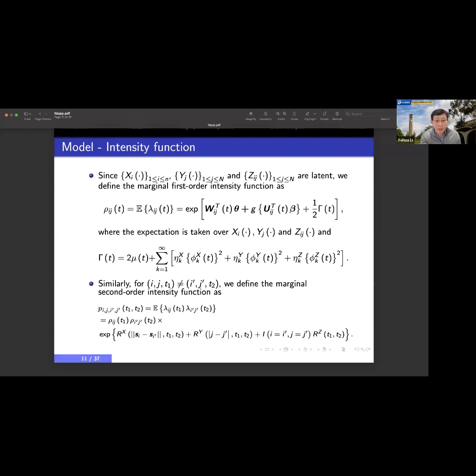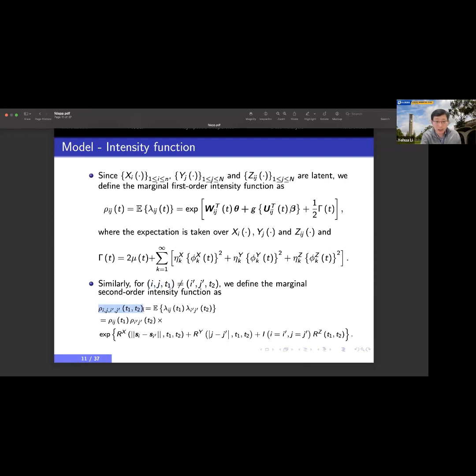Okay, so now we are looking at data indexed by I, J, and T. Again, I is the index for station, J is the index for day of the month, and T is the time within that day. For two tuples, IJT1 not equal to I'J'T2, you can define the second order intensity function.